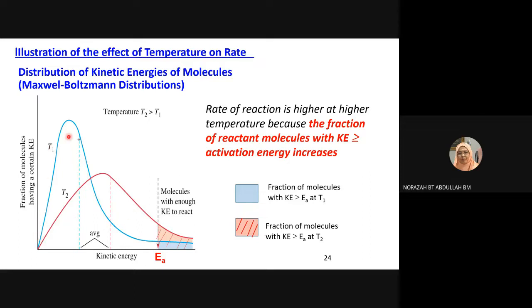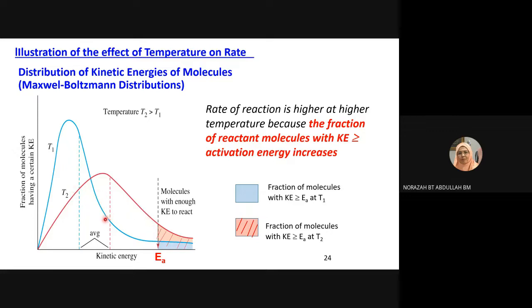Okay, apa yang ditunjukkan di sini adalah fractions of molecule with different kinetic energy. At lower temperature, T1, the shape of the curve tu lebih slim. Manakala at higher temperature, T2, the peaks are much broader, lebih melebar ya.